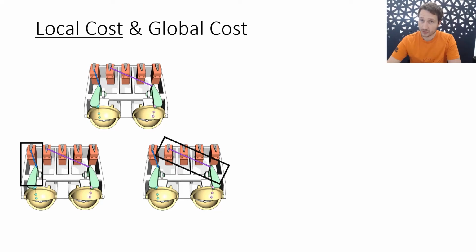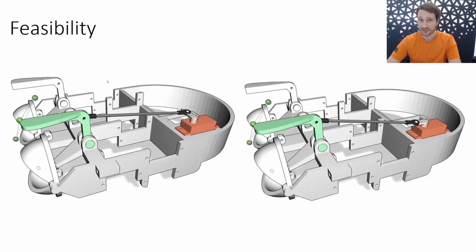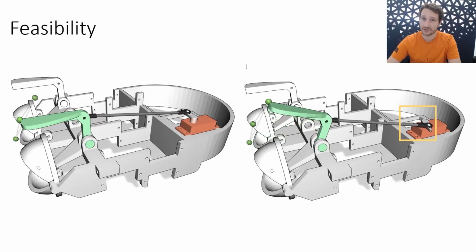The most important property that a local cost has to have is feasibility. With feasibility, we mean that the connection between the motor and the follower is able to trace out the whole trajectory. On the left, we see the motion being followed perfectly. And on the right, we can see in the yellow square that if the follower is constrained to move along the trajectory, the horn would be torn out of its place on the motor.